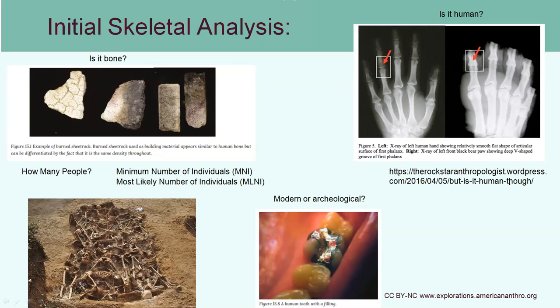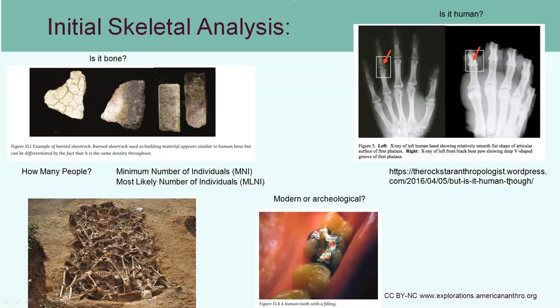So the image on the top right is just showing you how similar a human hand and a bear hand actually are. Superficially, they both have the 5 fingers and the shapes of the bones are relatively similar, but you can see that there are a couple of differences, such as the deep V-shaped groove in the bear versus the human.